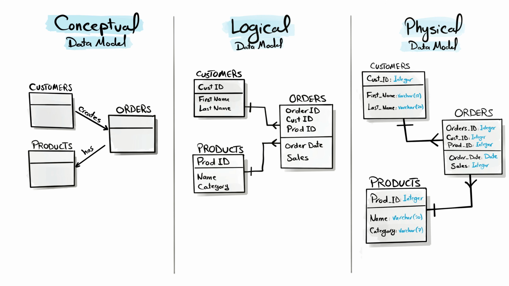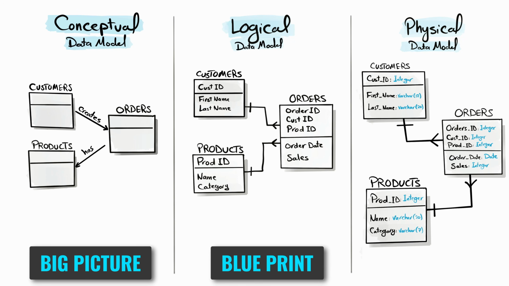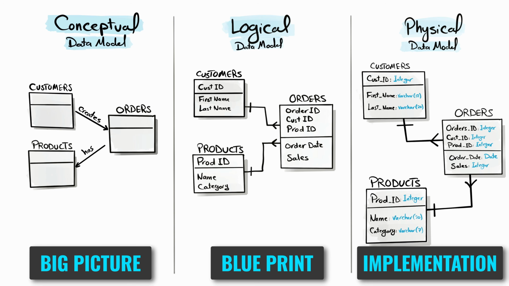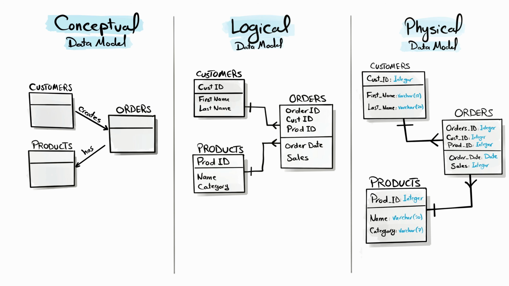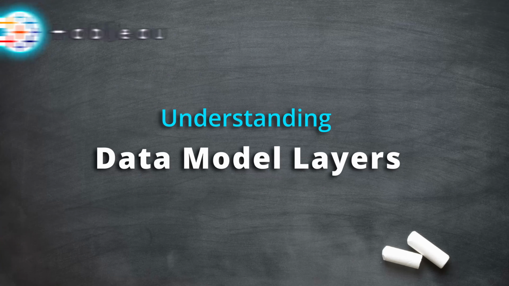Alright, so let's summarize. The conceptual data model shows the big picture of the data. The logical data model provides a blueprint for the implementations. And the physical data model shows how the data is implemented in the databases. Tableau adopts both the logical and physical data models in the data sources, but we don't have a conceptual data model in Tableau. Don't worry about it, I will show you more details later.